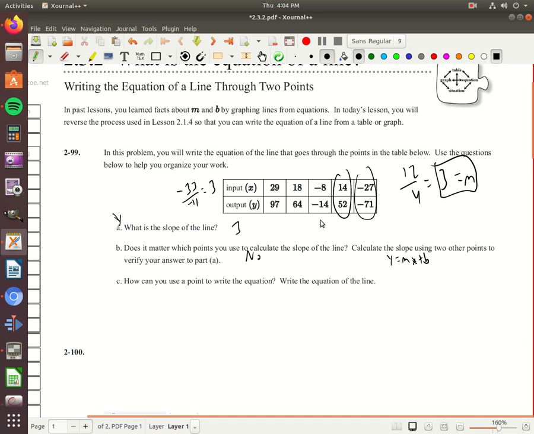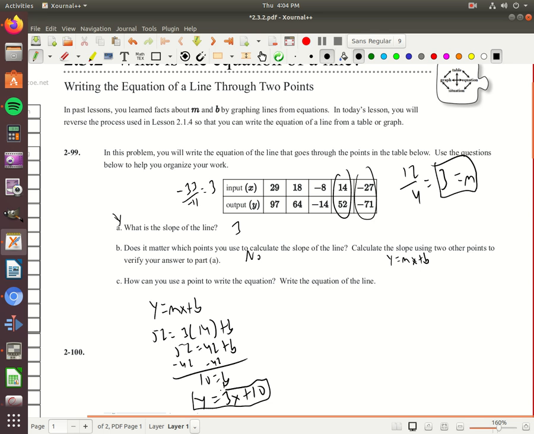So again, I would use this. y equals mx plus b. I have my x and my y, so my y is 52, my m is 3, my x is 14, plus b. I get 52 equals 42 plus b. I subtract 42 from both sides. 10 equals b. I get the equation of y equals 3x plus 10.